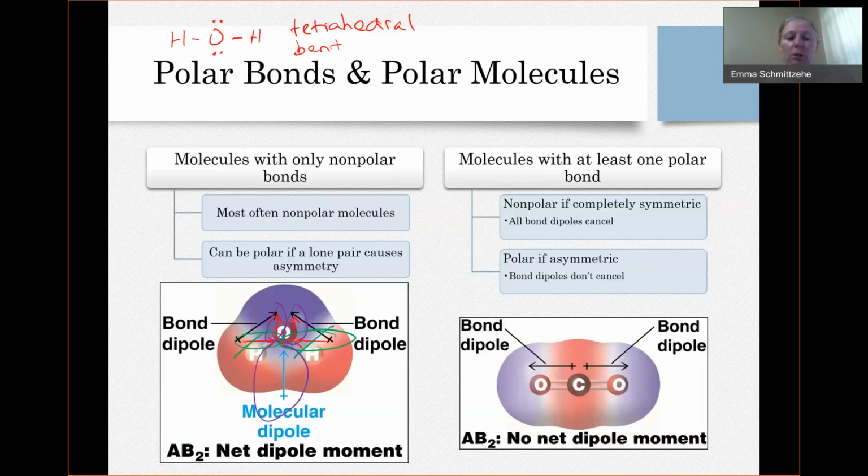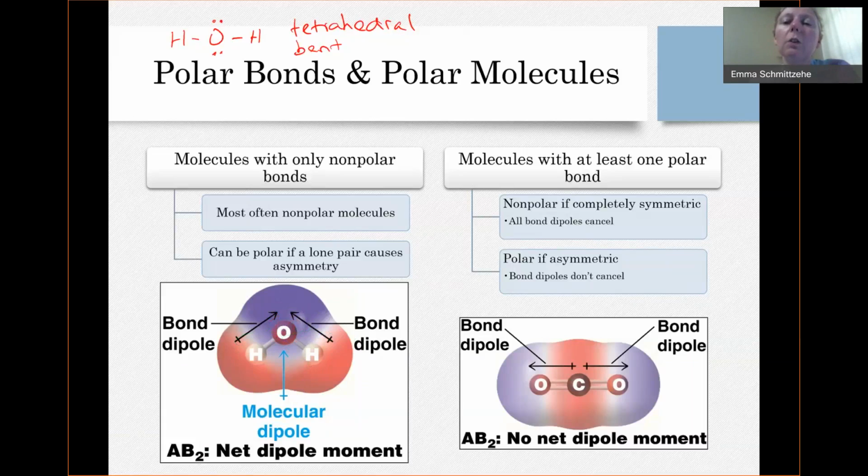And so towards the oxygen, we have a net dipole for the molecule. And since it has a net dipole, that is a polar molecule. So it does have a partially negative end, the oxygen end, and a partially positive end, the hydrogen end of the molecule. Whereas this next one I've got is CO2.